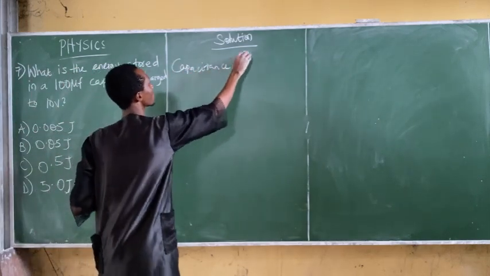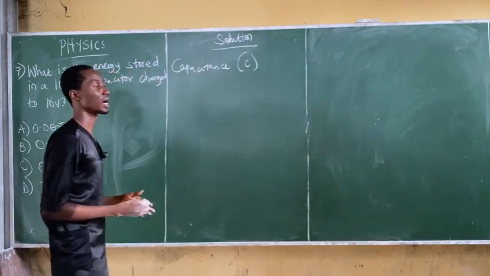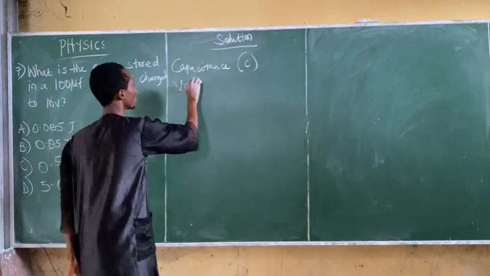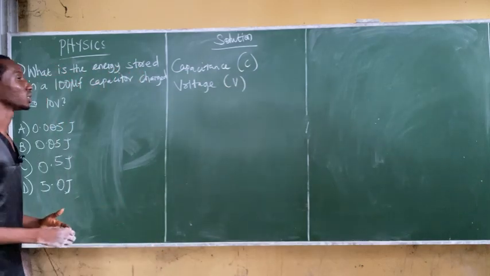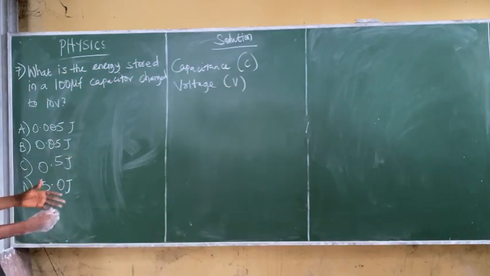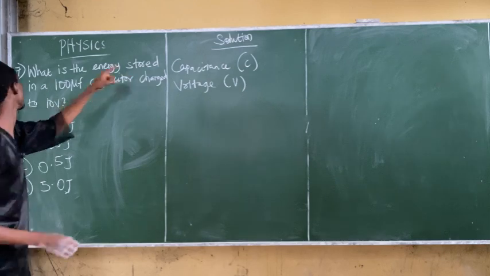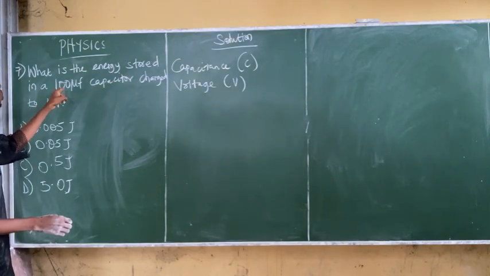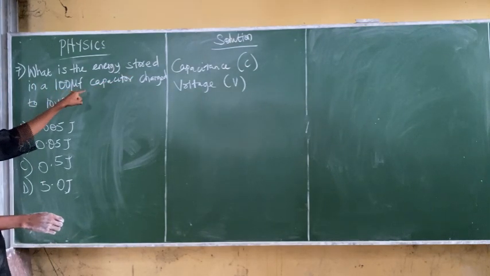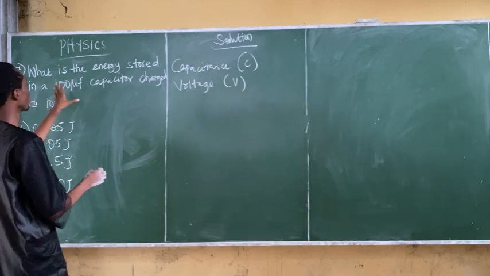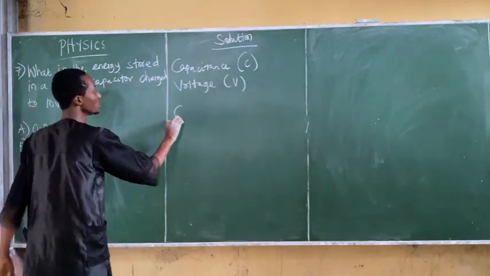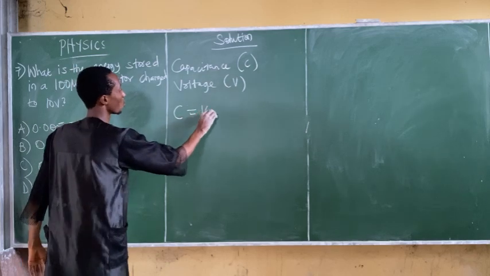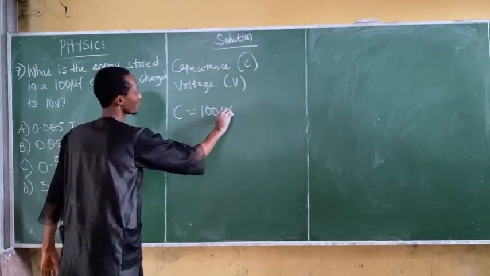The capacitance is denoted with letter C, and the voltage is denoted with letter V. From the question, let's find the key parameters. It says, what is the energy stored in a 100 microfarad capacitor? So they gave us the capacitor to be 100 microfarad. We have C is equal to 100 microfarad.